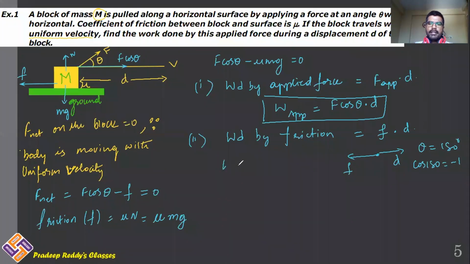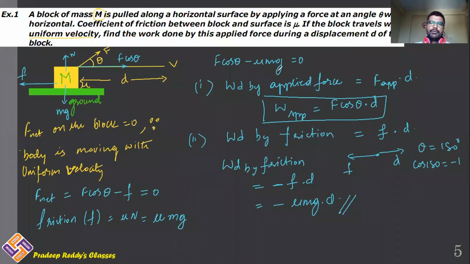So work done by friction is equal to minus of F into d. But what is F? F is mu mg. So work done by friction is minus mu mg into d. This is the work done by friction. So the work done by friction is different, and the work done by the applied force is different.